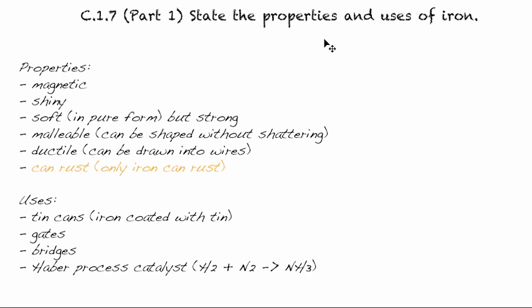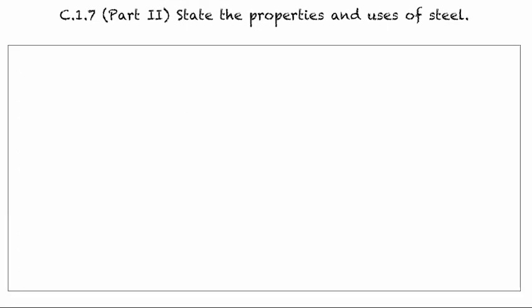steel. So if we just quickly go back to review, iron is magnetic, it's shiny, it's soft but strong, it's malleable, it's ductile, and it can rust. And again, all of the black ones are physical properties, and the orange one is a chemical property. And pure iron is used in tin cans, gates, bridges, and the Haber process, which will be looked at later, in producing ammonia for fertilizers.